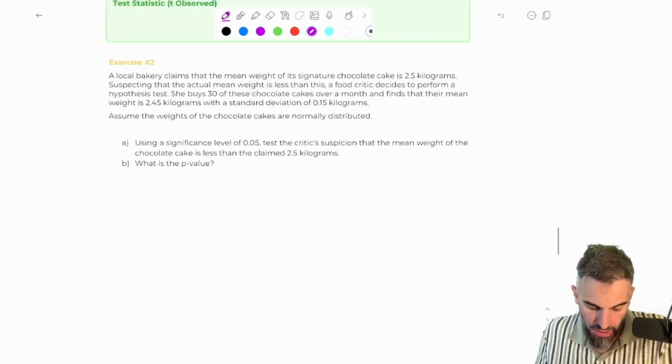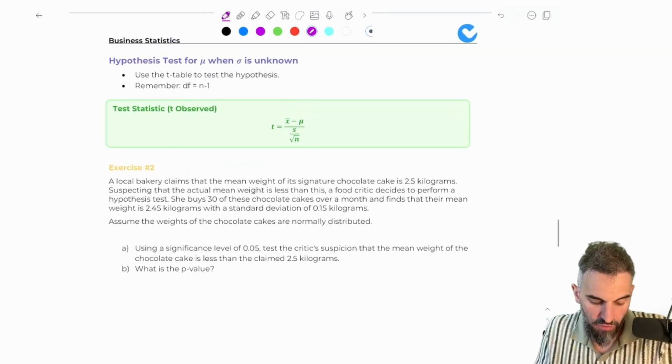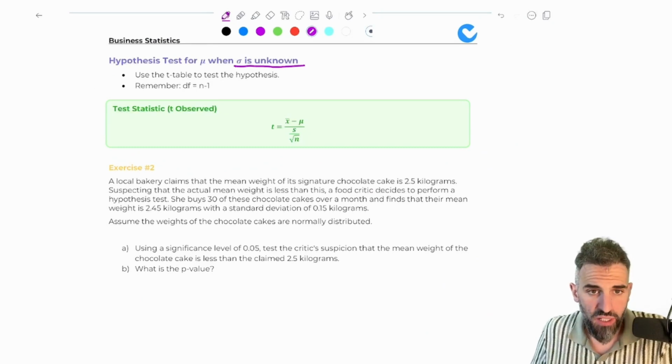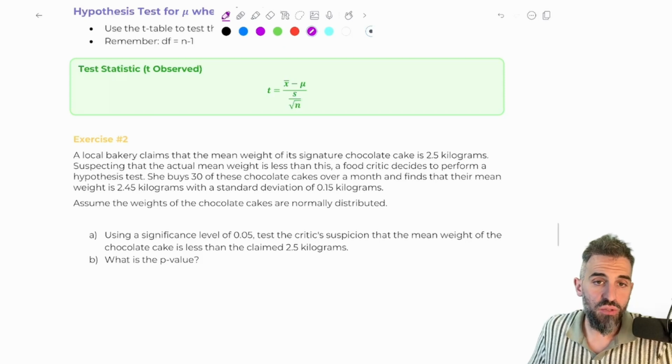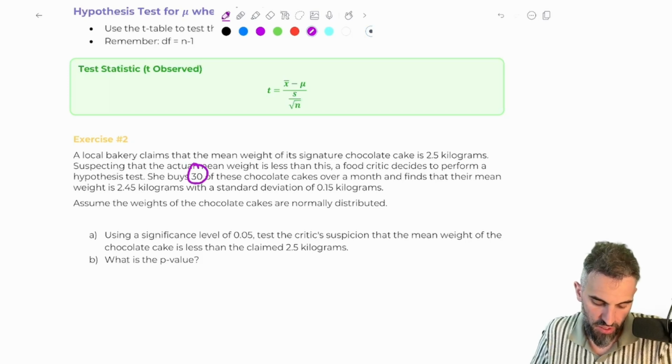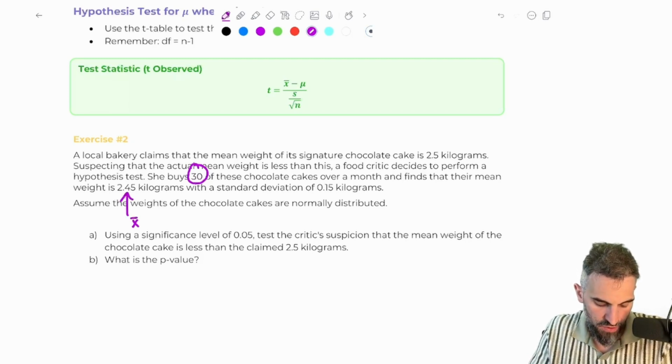So let's do another one, this time when we don't have the standard deviation of the population. So look, a local bakery claims that the mean weight of its signature chocolate cake is 2.5 kilos. Suspecting that the actual mean weight is less than this, a food critic decides to perform a hypothesis test. She buys 30 of these chocolate cakes, so there's your sample size, over a month and finds that their mean weight is 2.45. So that is your sample average, with a standard deviation of 0.15.